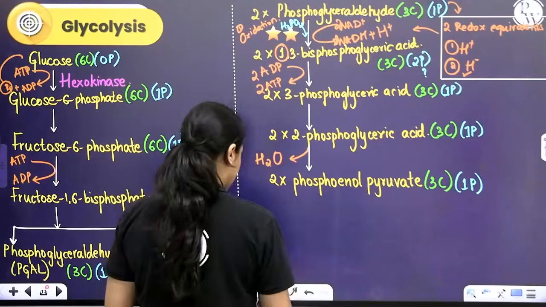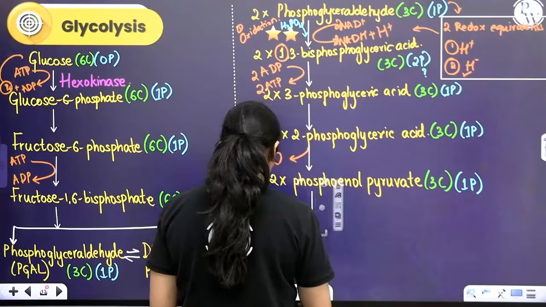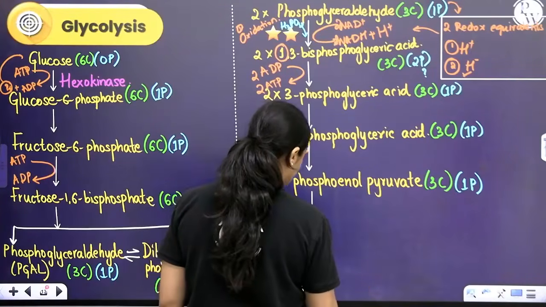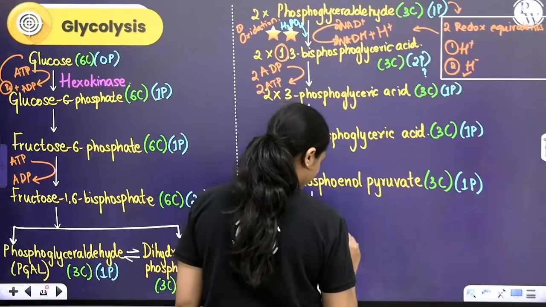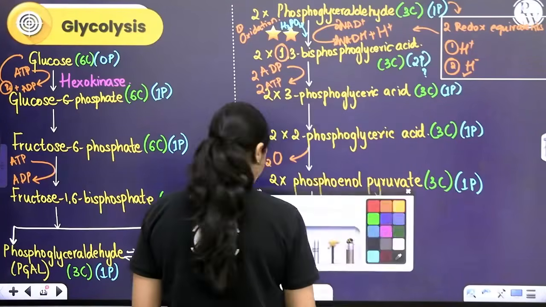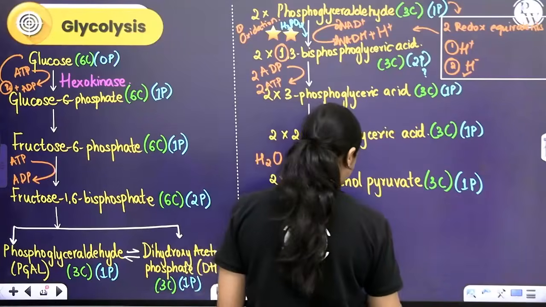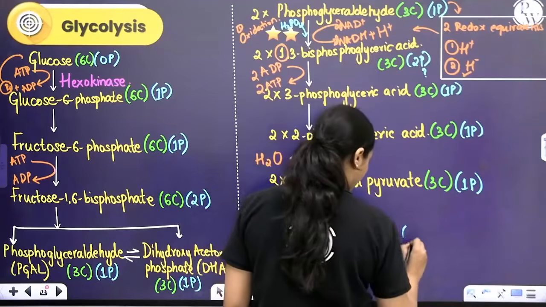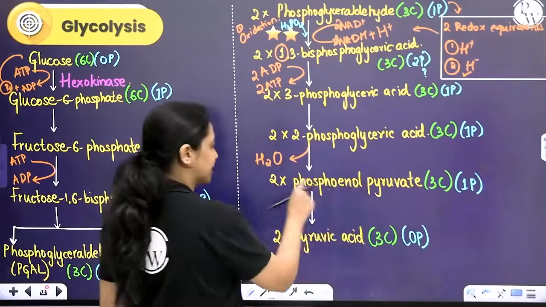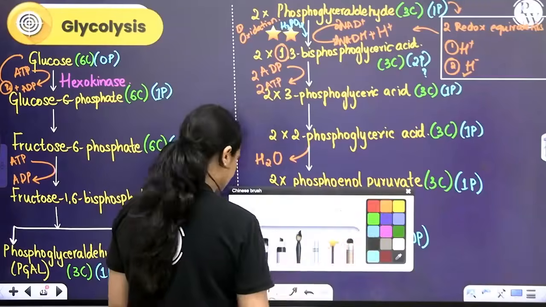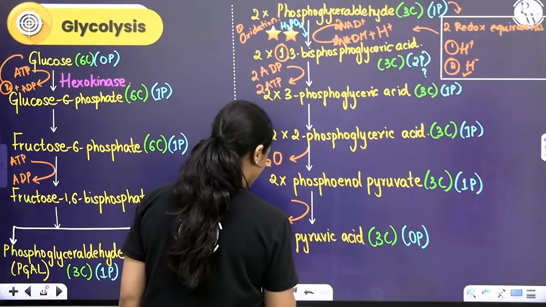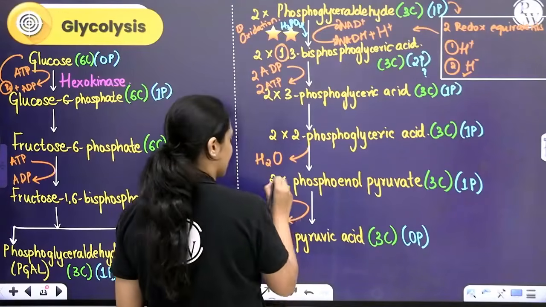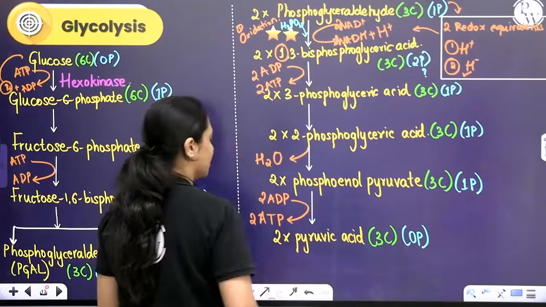Next, we have the last step. What is the end product that I mentioned? Pyruvic acid is going to form. So in the last step, 2 molecules of pyruvic acid are going to form. Pyruvic acid has 3 carbons, but it does not have any phosphate. What happened to the phosphate that this had? It will be utilized in the formation of a molecule of ATP from ADP. Since here you have 2 molecules, we will form 2 ATP.